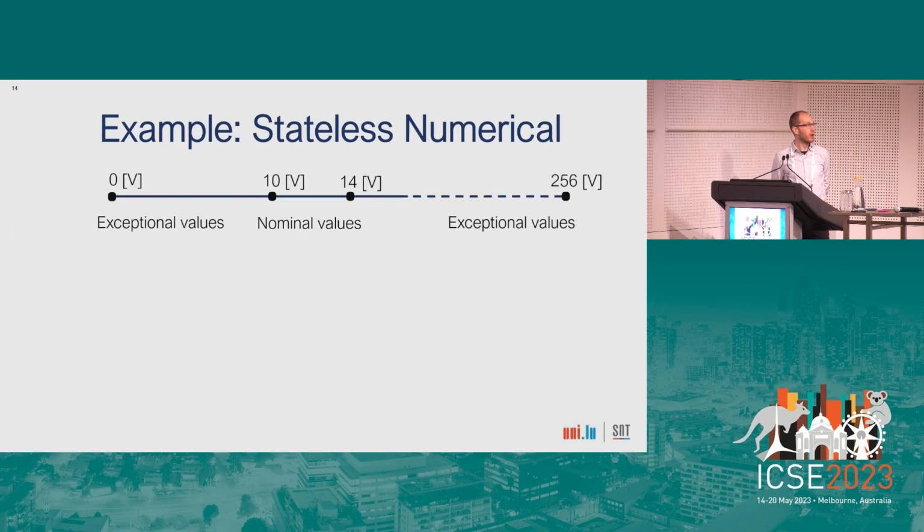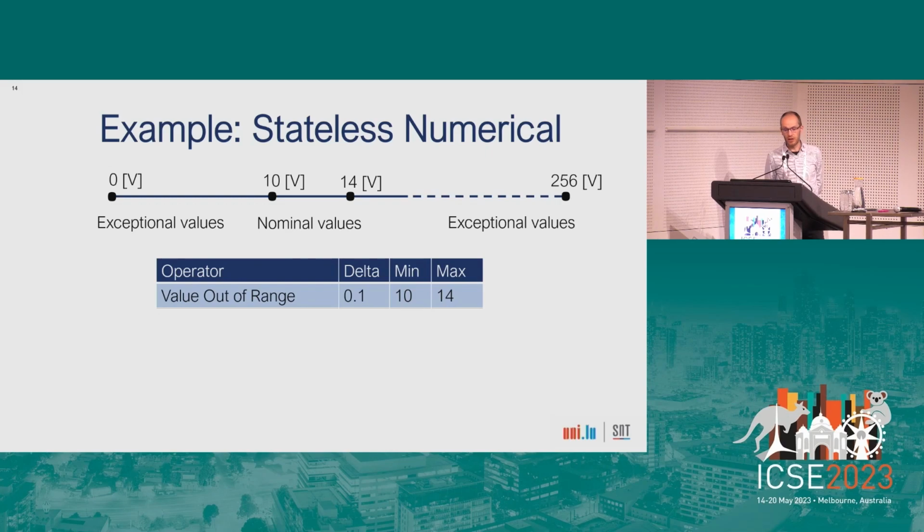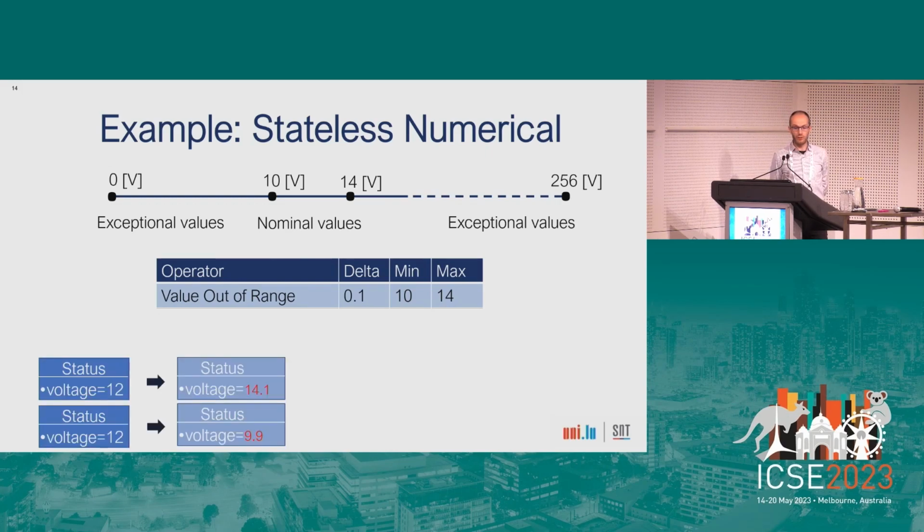But for example, if you have a stateless numerical value that is used to capture the voltage that is observed in the attitude determination controlled board, you may have nominal values that are between 10 and 14 volts. And so in the fault model, what you are supposed to specify is, for example, a value out of range operator that basically can be used to modify data that is in range with data that is just above the range or just below the range.